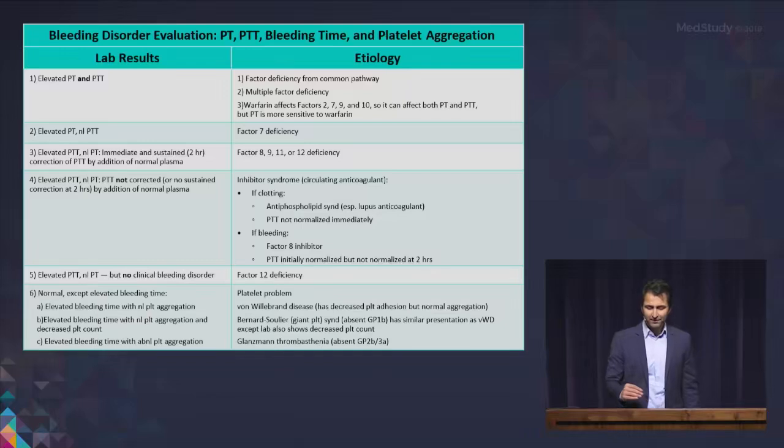And then there's a couple of wild cards that you should know just because it's very easy to write a test question on them. One is a patient that has an elevated PTT alone, but they don't bleed at all or clot. They don't do anything. They're just fine. Think about a factor 12 deficiency. And then you may have a patient where both PT and PTT are normal, but they do bleed.